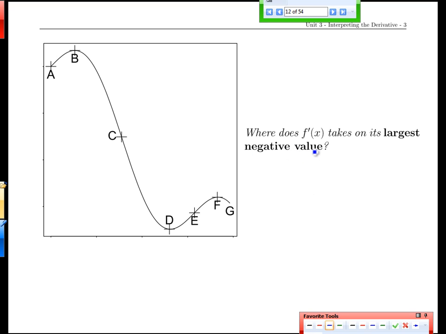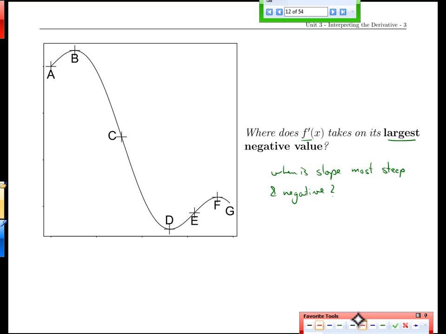We can ask related questions like, where does f prime of x take on its largest negative value? And again, interpreting that derivative as a slope value, when is the slope the most steep? Okay, so when we say largest value, we're talking about most steep, but we have the additional ingredient that it has to be negative. When is the slope most steep and negative, or pointing downhill?